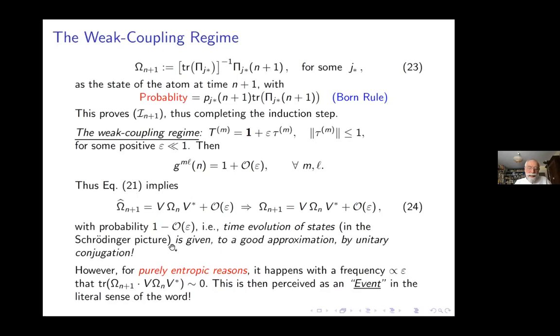However, for purely entropic reasons, it happens every once in a while, namely with a frequency proportional to epsilon, that in the step from time n to time n plus 1, not V omega n V star is chosen, but a state that is in fact orthogonal to V omega n V star. This is then perceived as an event. So this happens for purely entropic reasons. In other words, although over long stretches of time the Schrödinger equation is a good approximation to the evolution of the atom, every once in a while there is a little catastrophe and the state jumps to one that is very unexpected and has a small a priori probability of being chosen.